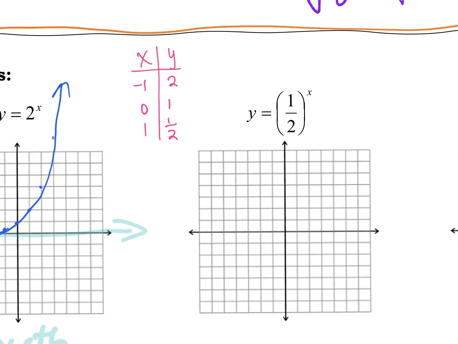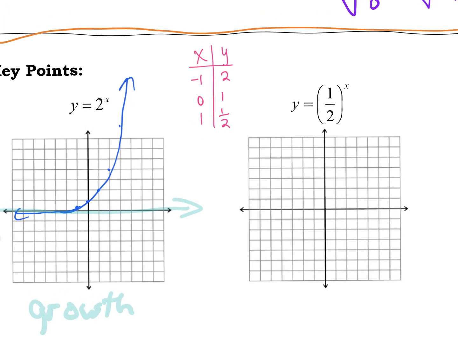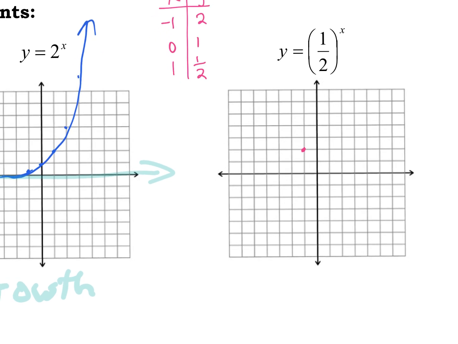Okay, so let's graph these points. If we graph -1, 2, and then 0, 1, and 1, 1/2. If we were to graph a couple other points, what you would notice is that this graph goes about like this. So the asymptote is still, once again, at y is equal to 0.